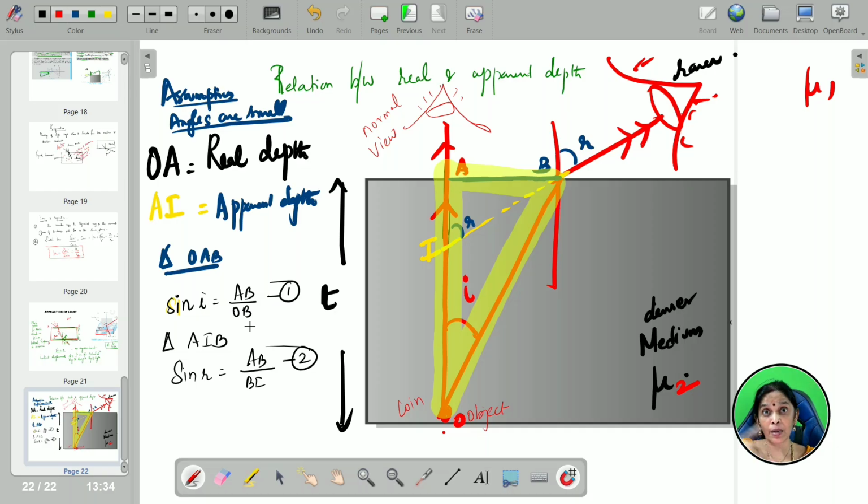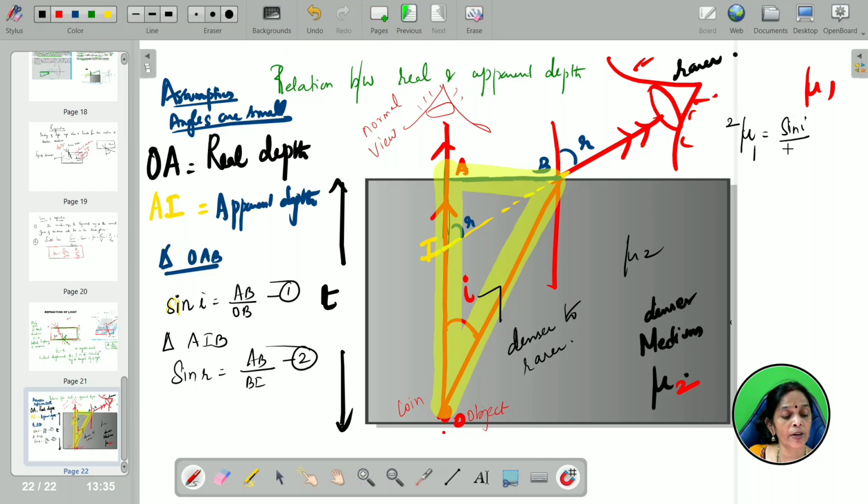Now, where is the ray of light coming from? Is it coming from the rarer medium or the denser medium? It is coming from the denser to the rarer medium. So, mu 2 to 1, I want to write down Snell's law. Mu 2 to 1, which is 1 by mu, is equal to sine of angle of incidence divided by sine of angle of refraction. Or 1 by mu is equal to sin I, that is AB by OB, divided by AB by BI.